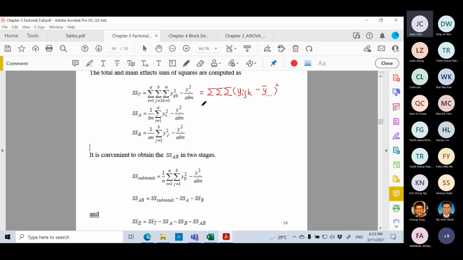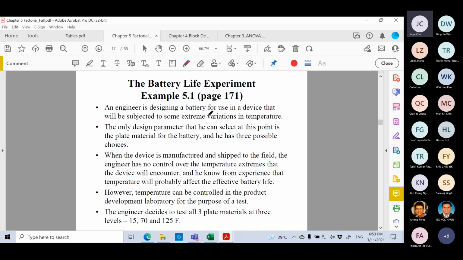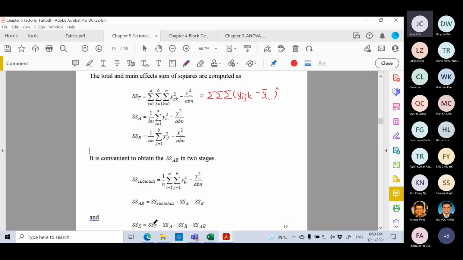So therefore, for some tables, I will give you certain values, and I ask you to fill in the blanks for the rest of the values in the table. So you need to know the relationship: the sum of squares for the total will be equal to the sum of squares for A, B, plus AB, plus error, and you get the total. So all these things, I think you can refer back.